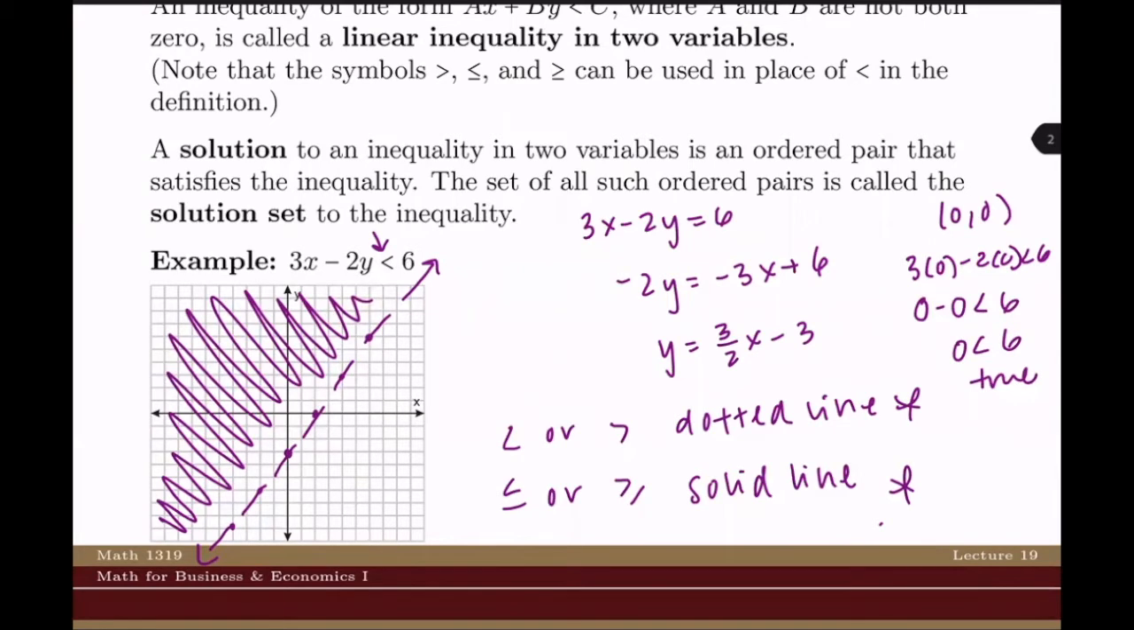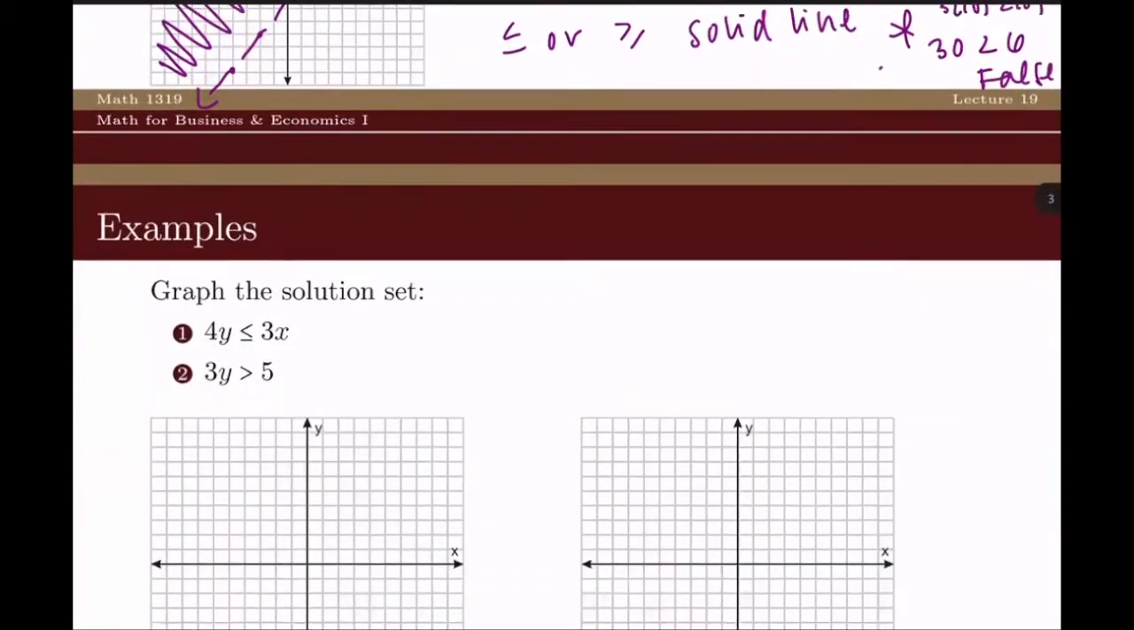So just to do an example, I'm going to do like 10, 0. It's way out here on this x-axis, right? So that means we'll have 3 times 10 minus 2 times 0. That's going to be 30, which is not less than 6, right? So that would be false. So that's why we only shade in this side, because that's what makes our inequality true. Okay, so let's keep going.